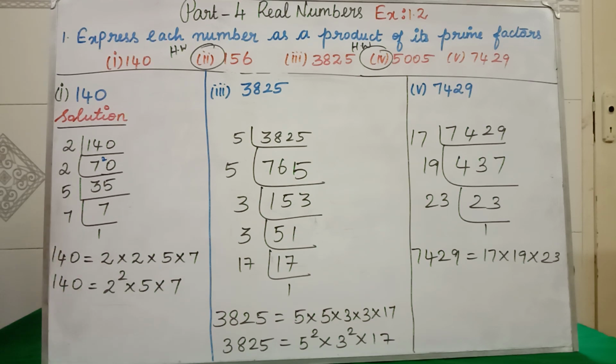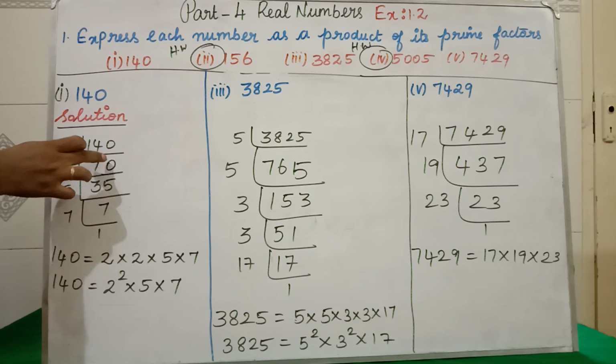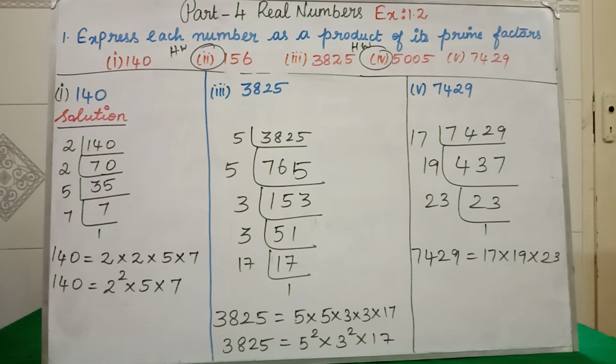We will see the first question, 140. I am doing it with the 2 table. 2 sevens are 14, then I write 0 as such. Then in the 2 table, how many times will 7 come? 3 twos are 6, 1 will be the remainder, so 5 twos are 10. Then the 5 table, 7 fives are 35. Then 7 table, 7 ones. How can we express this 140? 2 into 2 into 5 into 7. How many 2s do we have? Two 2s, so we can write 2 square into 5 into 7. Clear to all of you? This is simple.